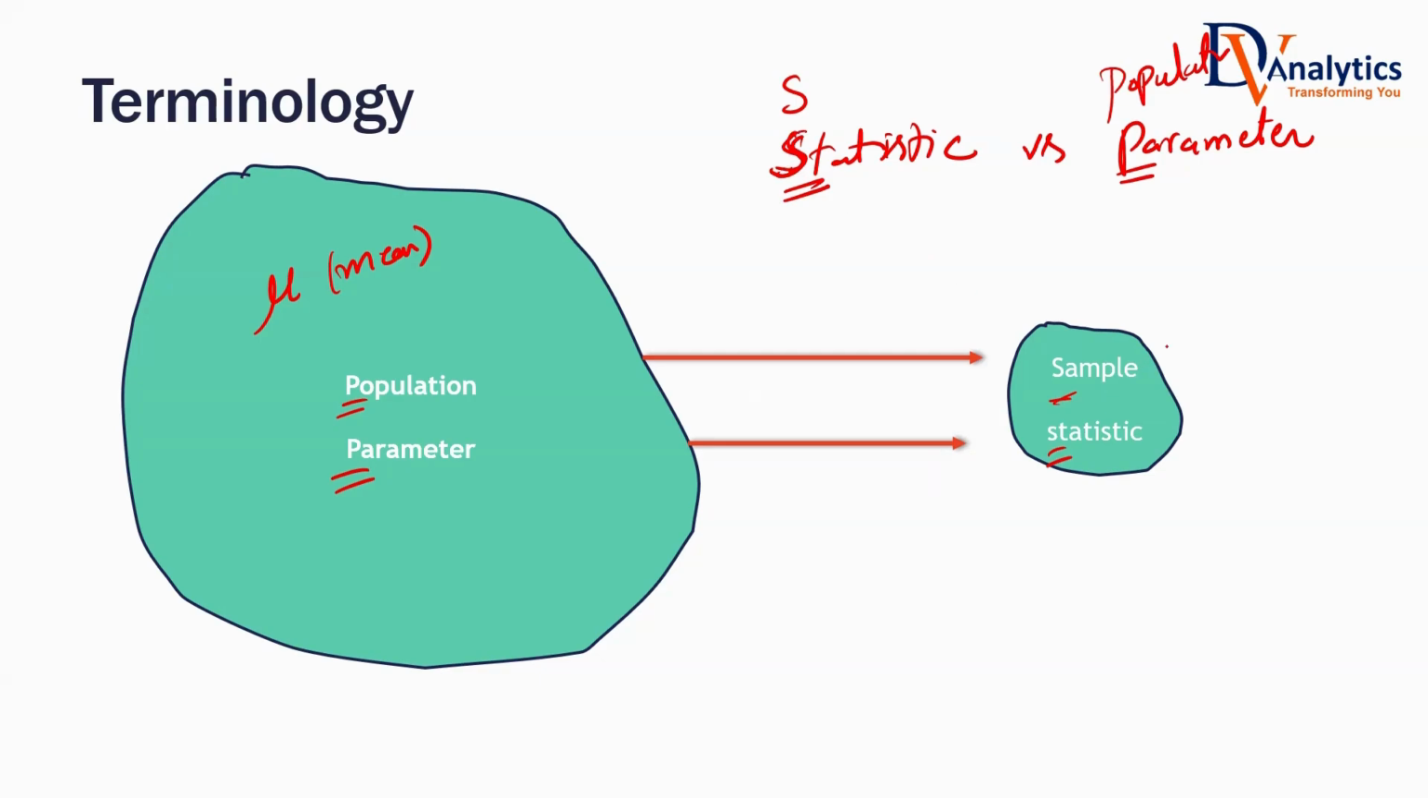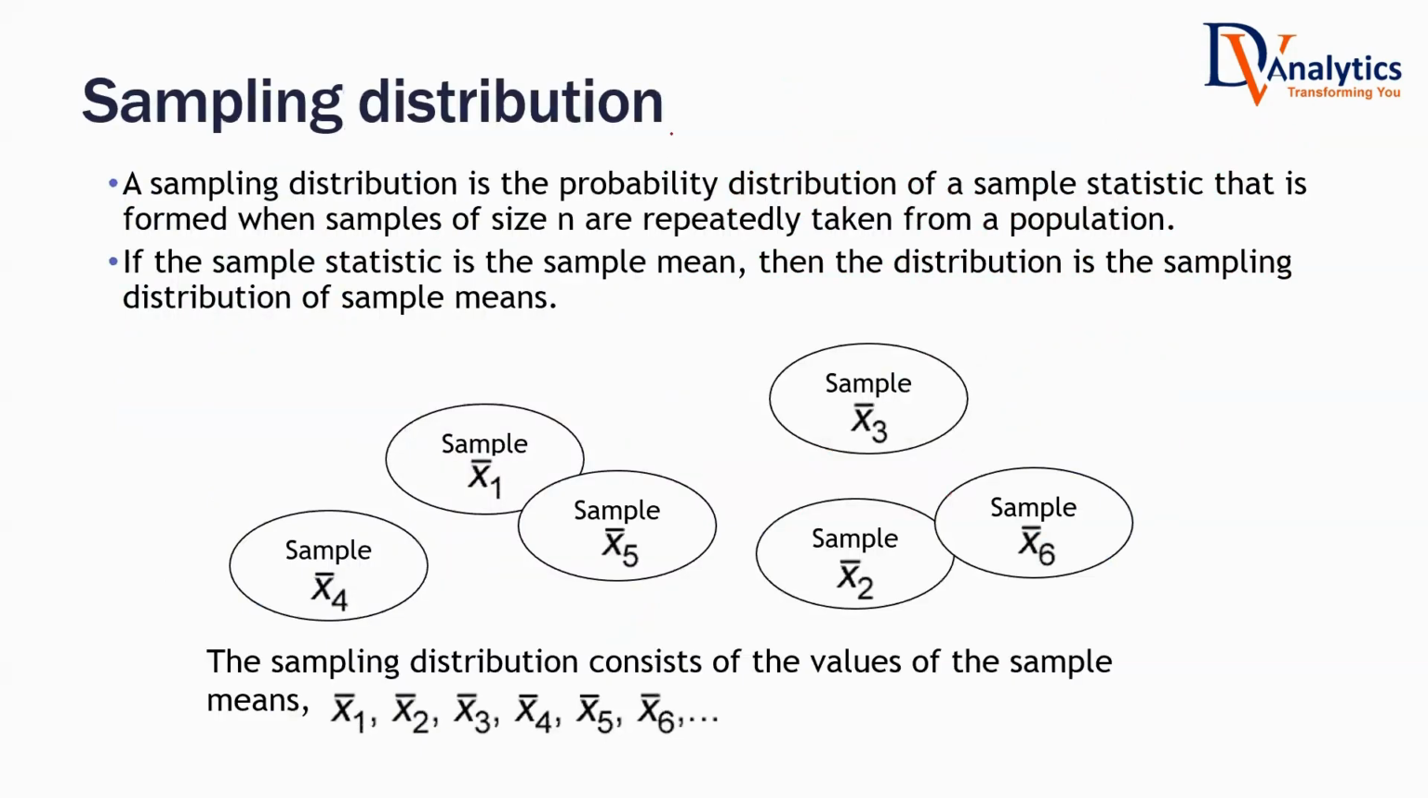Now, what is sampling distribution? A sampling distribution is the probability distribution of a sample statistic that is formed when a sample of size n is taken repeatedly. For example, you have a population of 10,000 individuals. What I'm doing is I'm taking 300 individuals from there. I have taken their average age, that is average age 1. I have taken another 300, that means again I kept them back. Out of 10,000, again I took another 300 sample. I found their average age, that is x2.